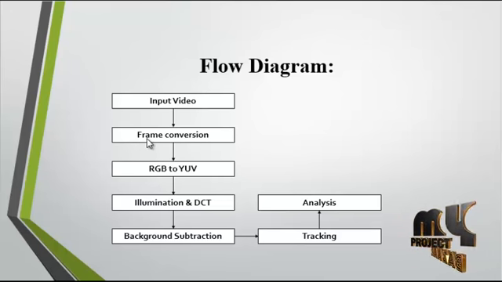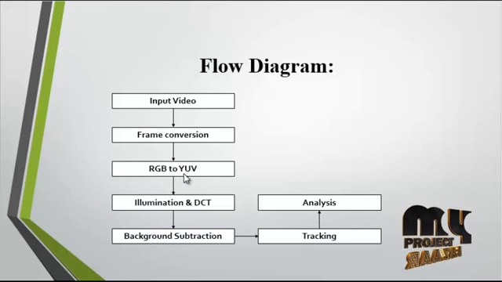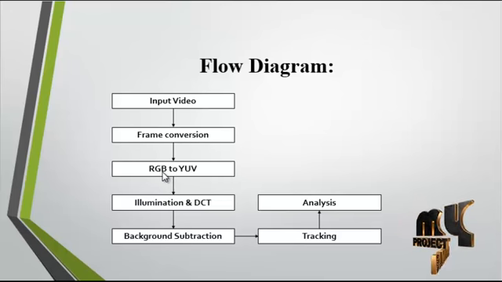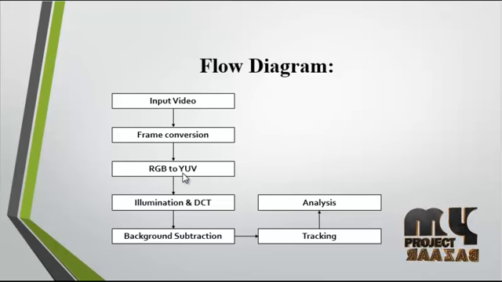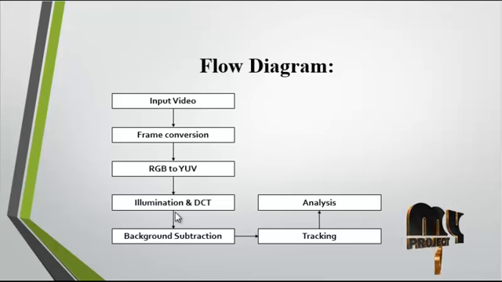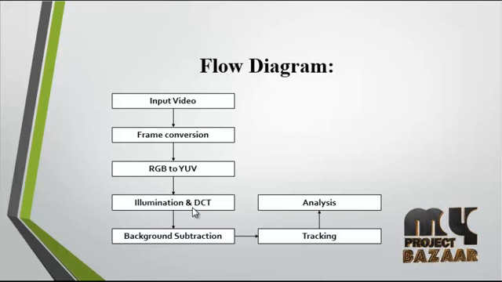After extracting the number of frames from the single video, the frames are undertaken for the conversion of RGB to YUV. The RGB to YUV is a transformation. Basically the images, that is the frames, are in the form of RGB. The color transformation of RGB to YUV is undertaken in this process. After the conversion of RGB to YUV, we undertake the frames into the process of illumination and DCT.